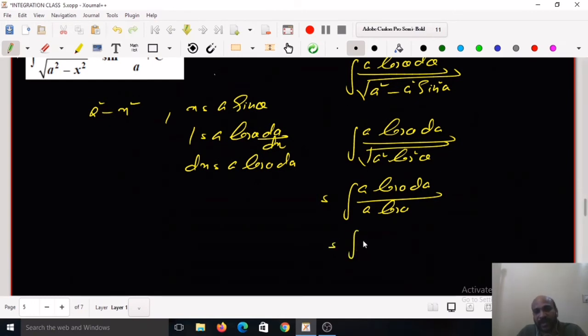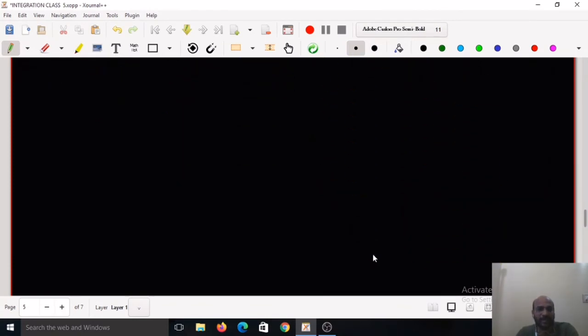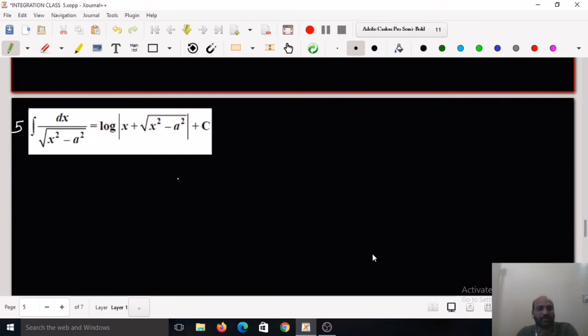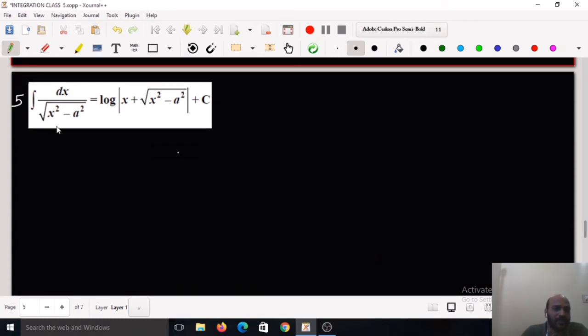So we'll get integration of d theta, meaning 1 d theta. Answer is theta plus c. Now what is the value of theta? Sin theta is x by a, and theta equal to sin inverse of x by a. So the answer is sin inverse of x by a. So that is the proof of our fourth result. Now the fifth one, dx by root of x square minus a square.